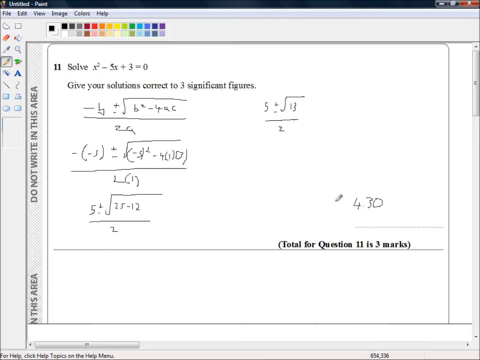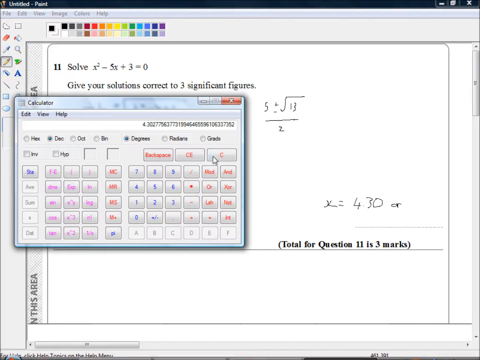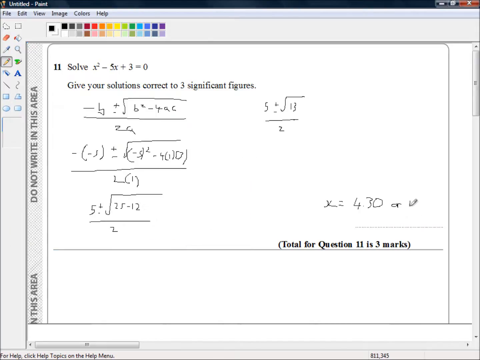So x equals 4.30, or, and then we've got our 5, and this time it's minus the square root of 13, equals, and the whole thing is divided by 2. That gives 0.697, so that's our three significant figures. The next digit along is a 2, so again this does not round up, so it's 0.697.